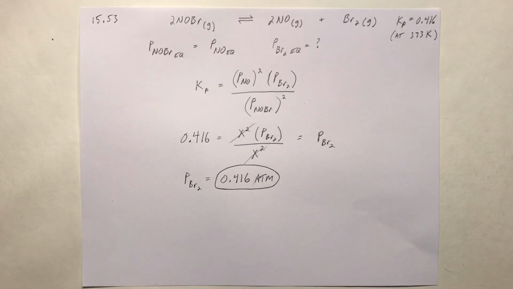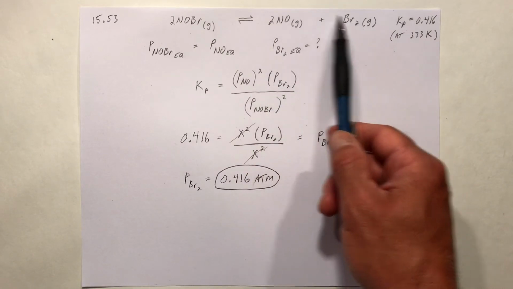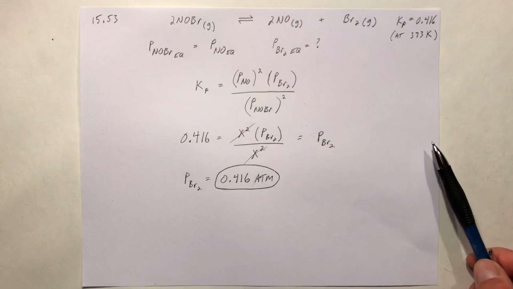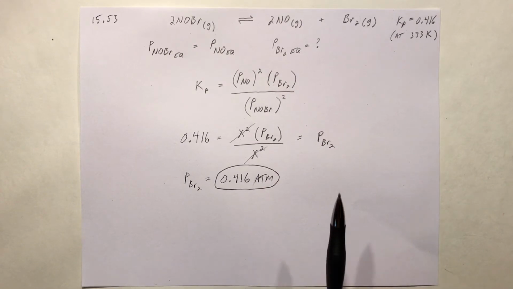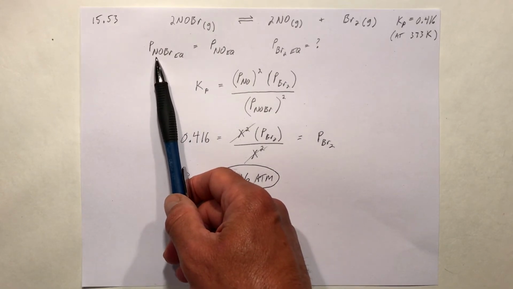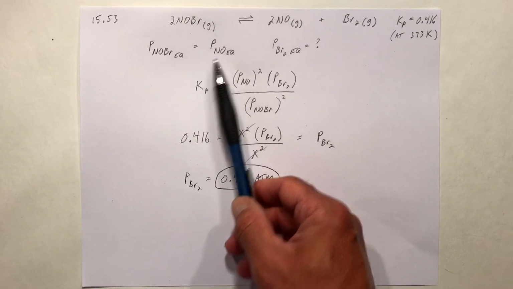Here's number 53. We have this equation, right? This equation with all those. And Kp is 0.416. We always have the temperature specified for these problems because Kp is temperature dependent. The equilibrium state is temperature dependent. We know that we're given in the problem that the partial pressure of NOBr at equilibrium is the same as the partial pressure of NO at equilibrium.